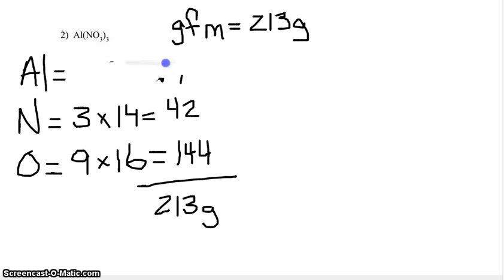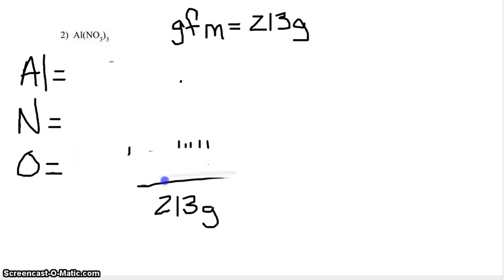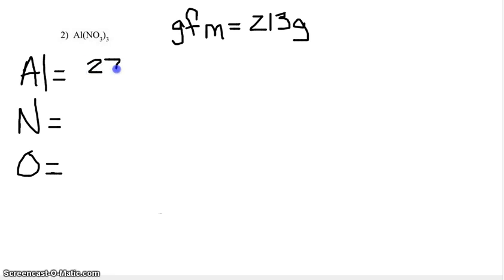All right, so if I want to find my percent composition for just the aluminum part, same thing we did with water. We're going to take the mass we have coming from just the aluminum, divided by the total. So in this case, we have 27 grams from aluminum divided by my total, which I calculated as my formula mass, which is 213, and that gets me a percentage of 12.68%.